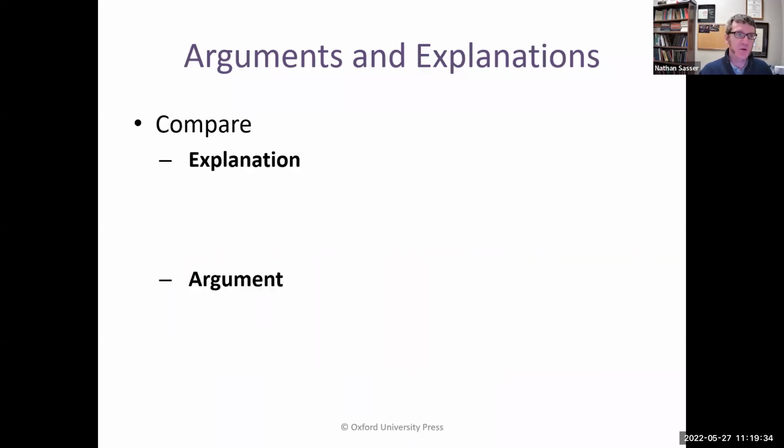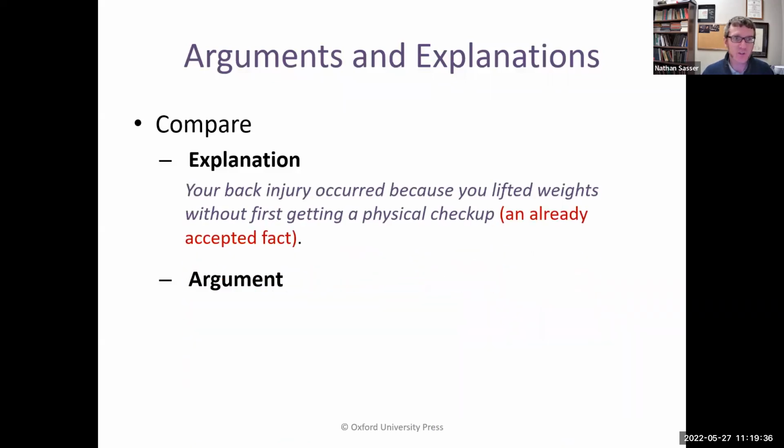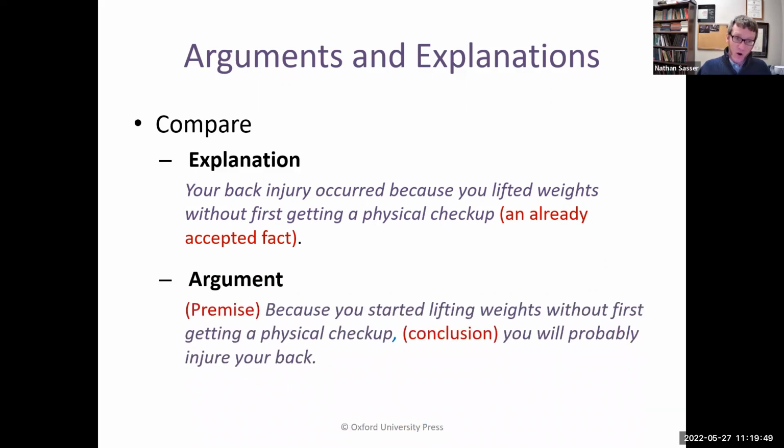Let's look at another example here. So in the explanation case, it's already an accepted fact that your back injury happened. And now we're just trying to connect the dots between what made it happen, what caused it. In the argument scenario, we've got a premise which is trying to provide proof for that latter claim. Here's what's probably going to happen. Okay, so there's the difference.